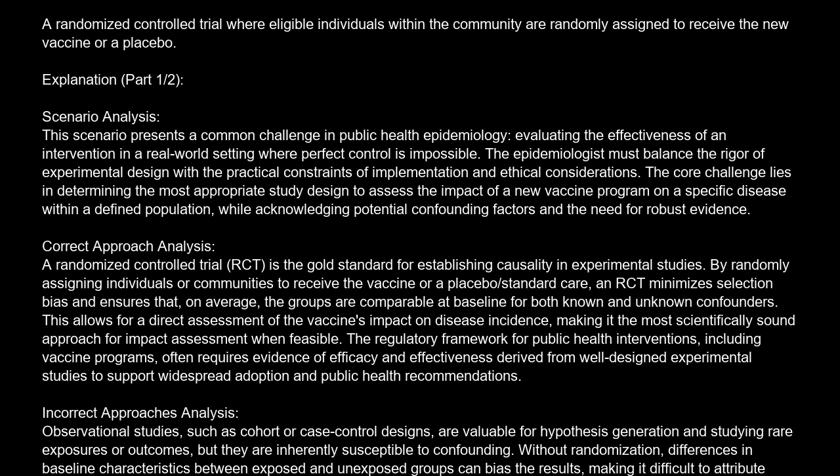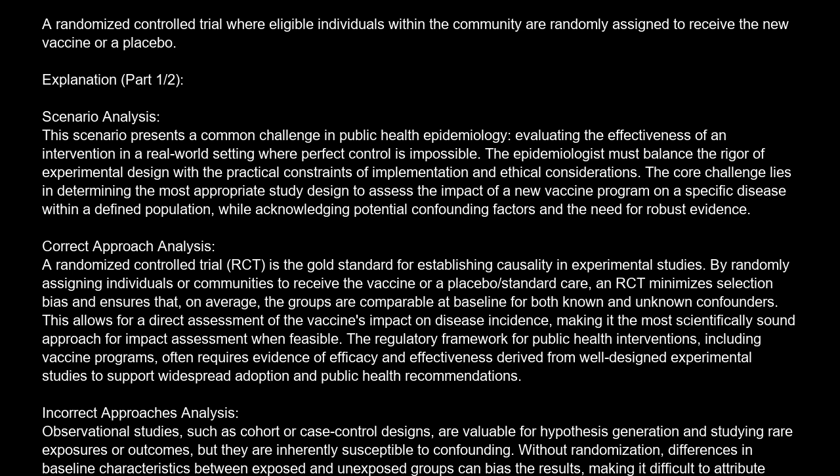The correct answer is A, a randomized controlled trial where eligible individuals within the community are randomly assigned to receive the new vaccine or a placebo. Explanation: scenario analysis. This scenario presents a common challenge in public health epidemiology, evaluating the effectiveness of an intervention in a real-world setting where perfect control is impossible.